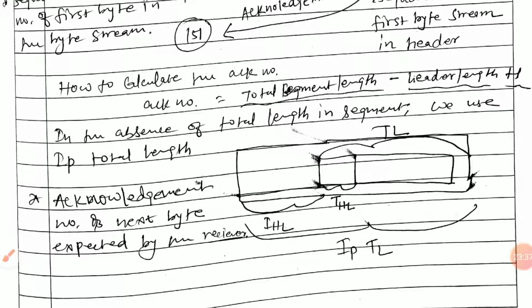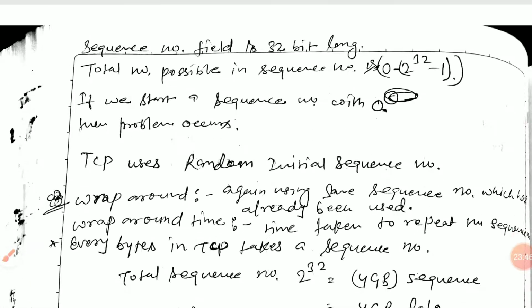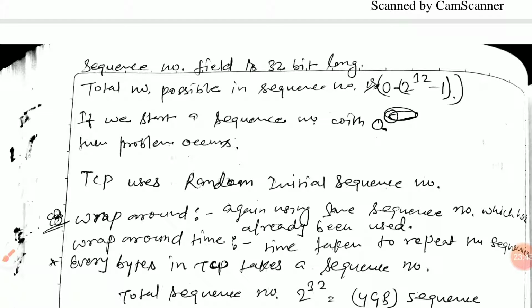Likewise we need to calculate the acknowledgement number. The acknowledgement number is the next byte expected by the receiver. Hope everyone is getting this. So the sequence number field is a 32-bit field. Now let's focus more on the sequence number field. As we know, the sequence number is 32-bit, and the total numbers possible in the sequence number range from 0 to 2 to the power 32 minus 1.